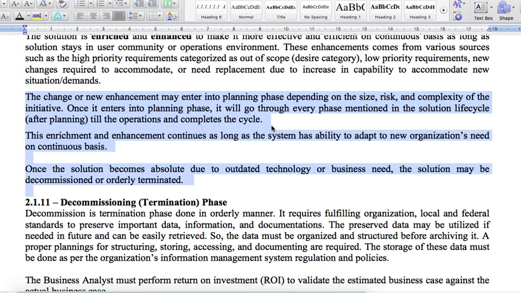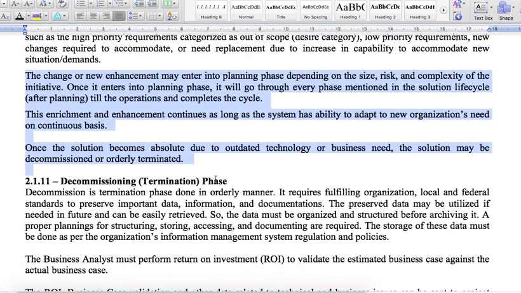So any new initiative or any new features or functionalities you introduce will also be considered a mini project, and it will go through all those cycles, all the phases we have just gone through. This enrichment and enhancement continues as long as the system has the ability to adapt to new organizational needs on a continuous basis. Depending on the solution needs and its relevance, it may stay in its life cycle. The longer it stays there, the more beneficial.